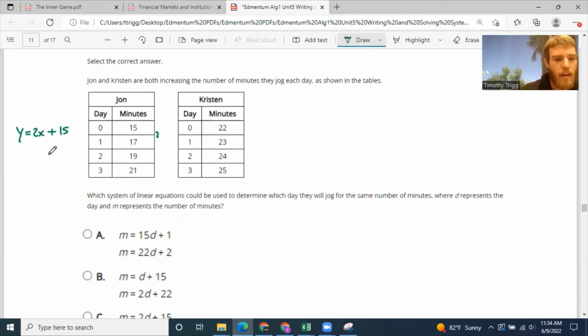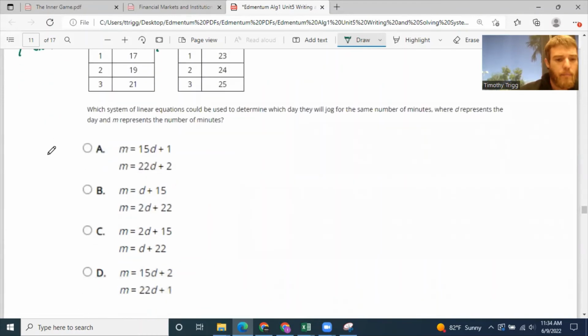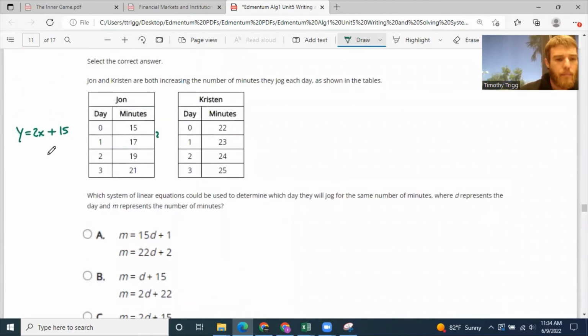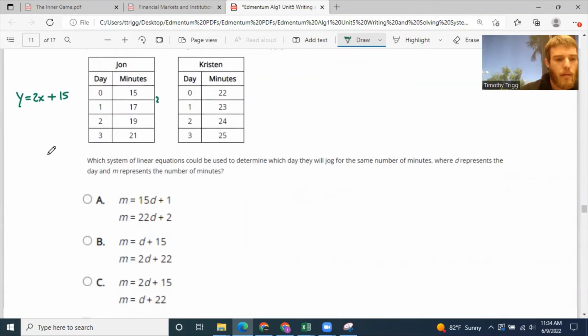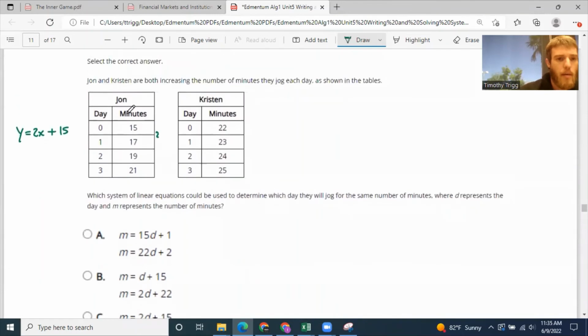Instead of x and y, they're using m for minutes, d for days, I guess. So instead of y and x, they're using days for x, so that's 2d here. And they're using m instead of y for minutes. So this is the equation for John's.